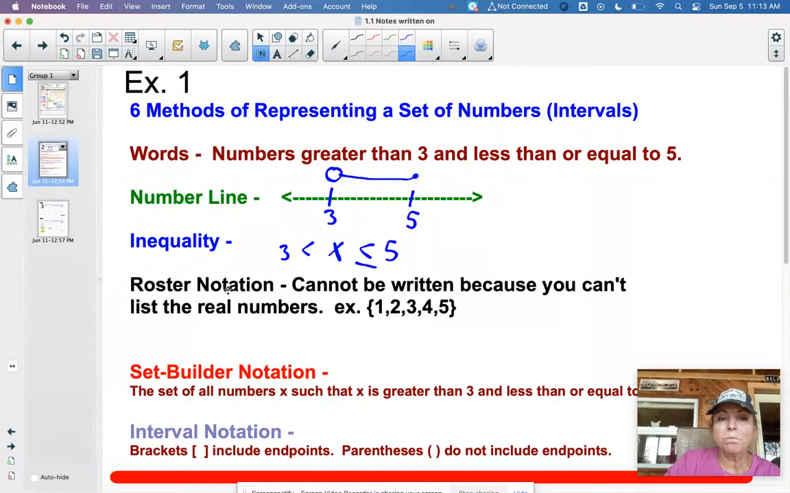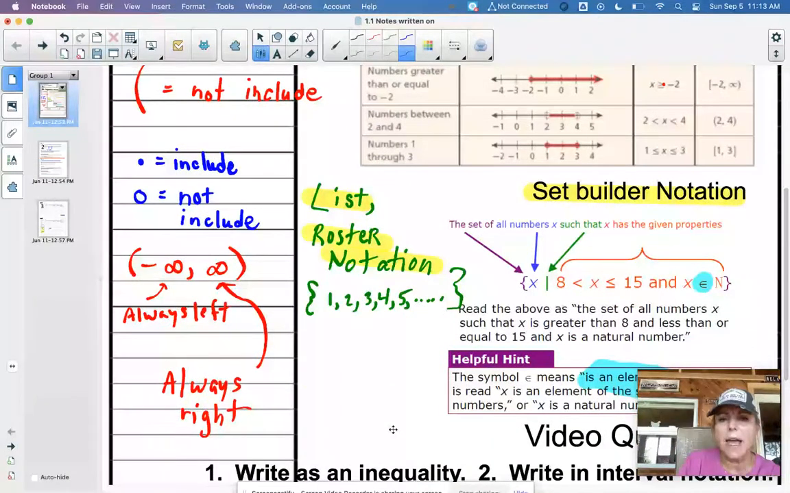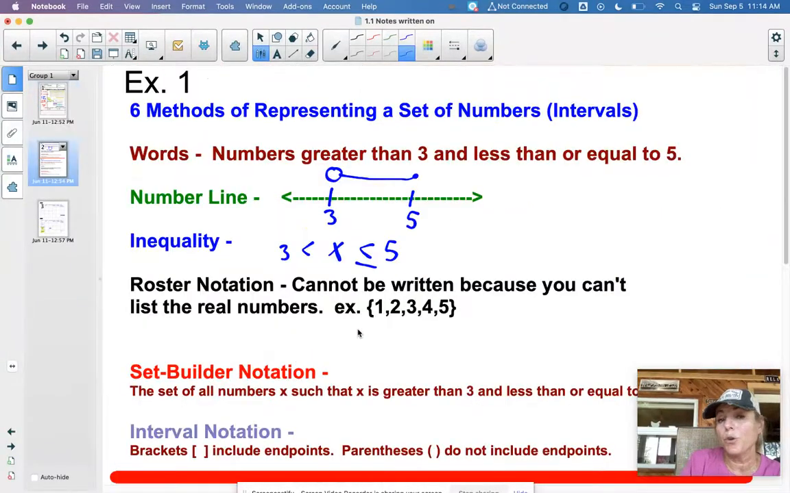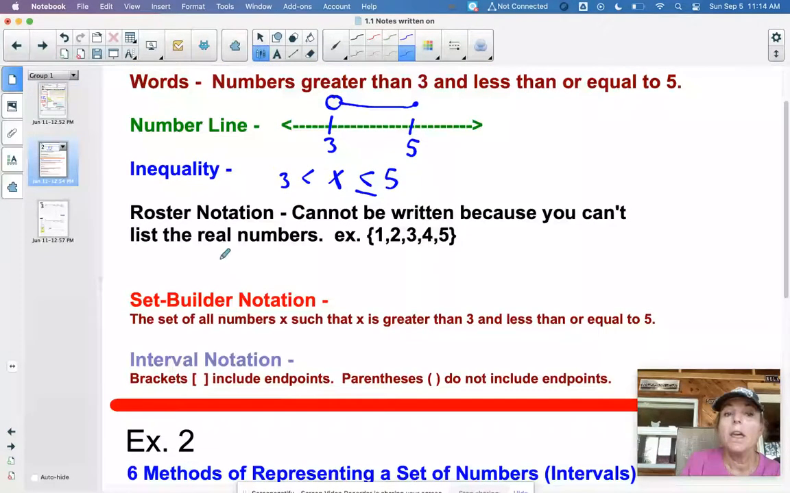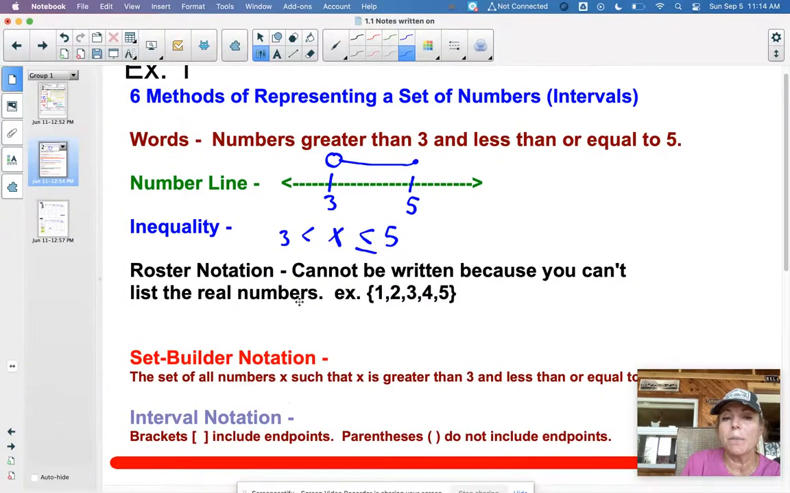Roster notation, which I think I skipped right over roster notation. I apologize back here. Yes, I did. List or roster notation is just counting. 1, 2, 3, 4, 5, 6, 7. They only include whole numbers, no decimals. We will not be using roster notation very often. So roster notation cannot be written in this example because you can't list the real numbers.